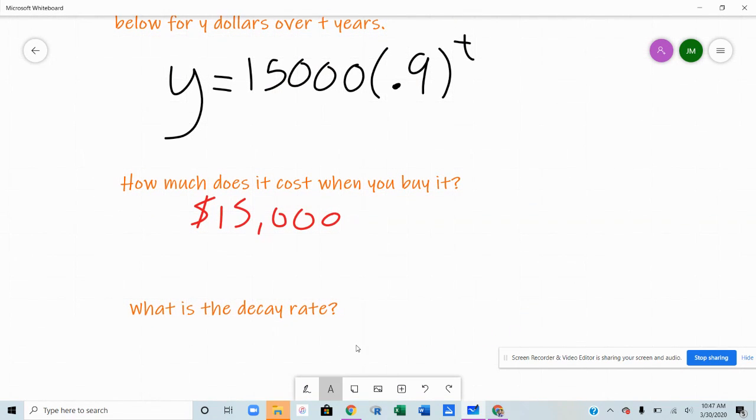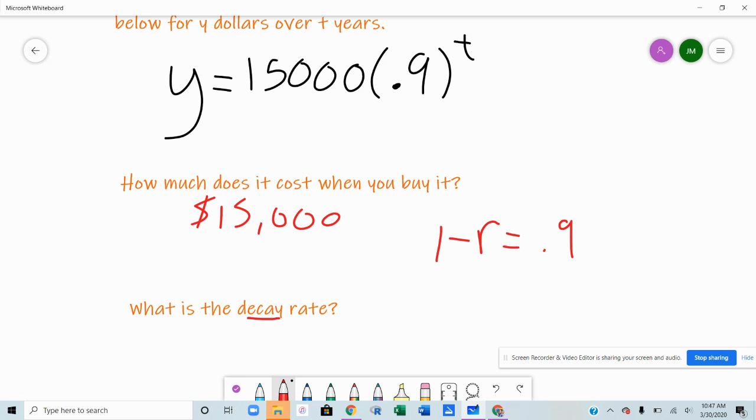What is the decay rate? So it tells you it is the decay. So it's either 1 plus r equals your number in your parentheses or 1 minus r equals the number in your parentheses. Since we are decay, it is 1 minus r equals 0.9.